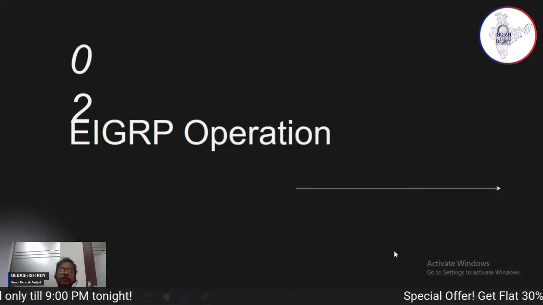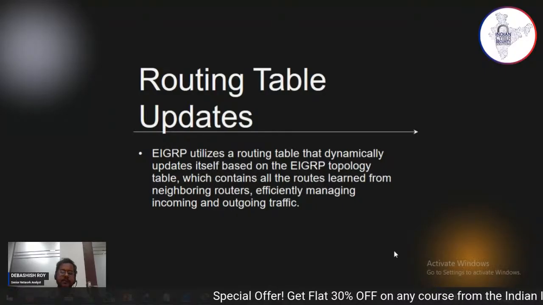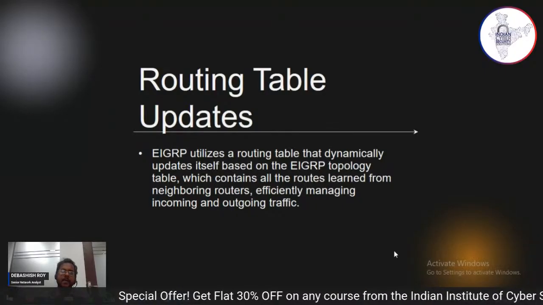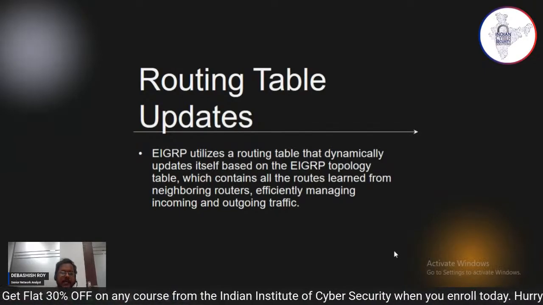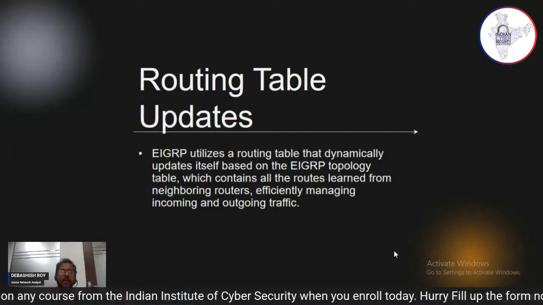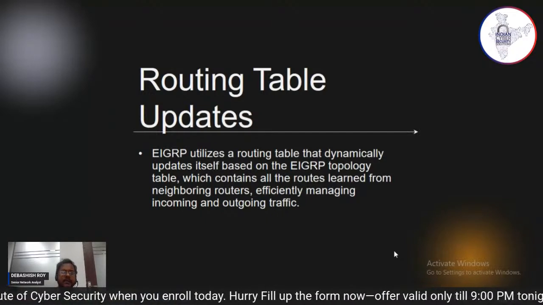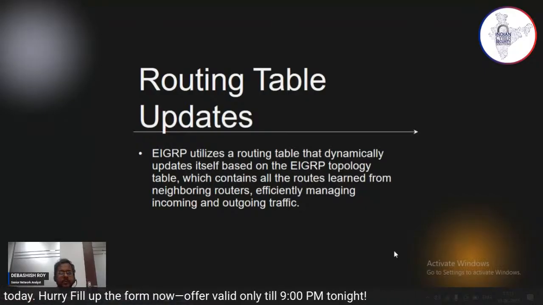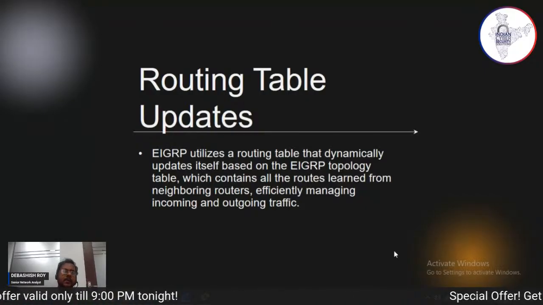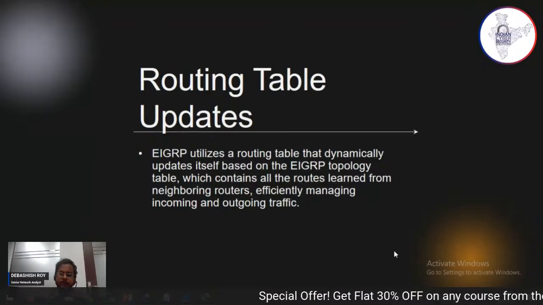Now, in the case of EIGRP operation, routing table updates: EIGRP utilizes a routing table that dynamically updates itself based on the EIGRP topology table. The topology table has the entire view of the network. So if you have 100 routers, maybe in different areas, every router will be in the topology table. It contains all the routes learned from neighboring routers, efficiently managing incoming and outgoing traffic.